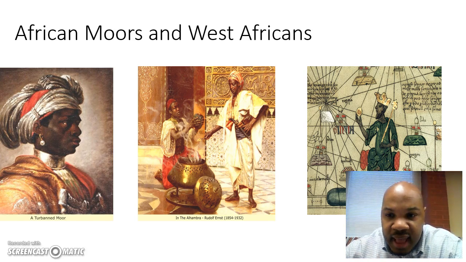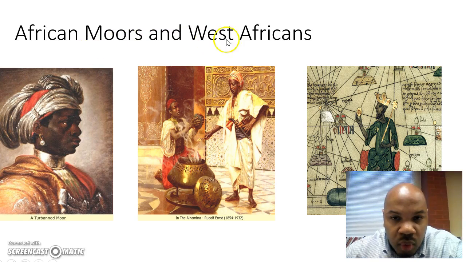Now, of course, before that, they did have a history. This is a map of the Mali Empire. You had three empires: the Ghana, the Mali, and the Songhai. These are also African Moors and West Africans.